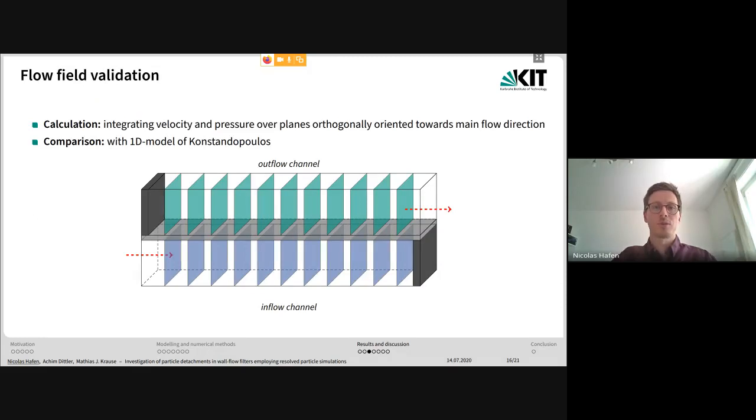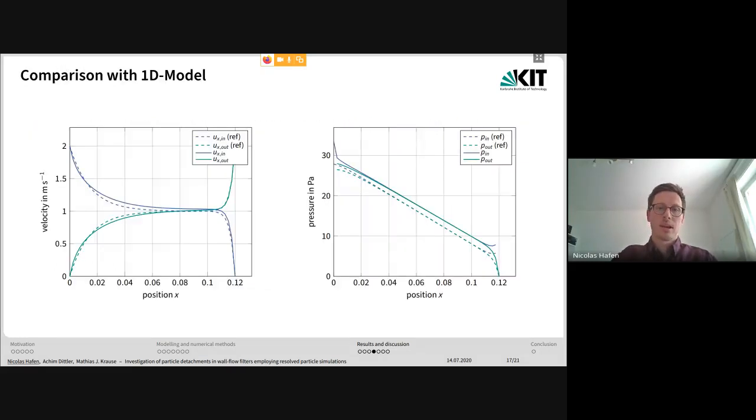So what we did was we just took these channels and we put some planes in there and calculated the pressure and the mean velocity over it. And then we can compare it to a very simple and very old model of Constantopoulos and his group. And as you can see, the results are matching up pretty well with the reference. So in blue and green, you have the inflow and the outlet channel, and the dashed lines are the references. So both velocity and also pressure drop can be modeled with that.